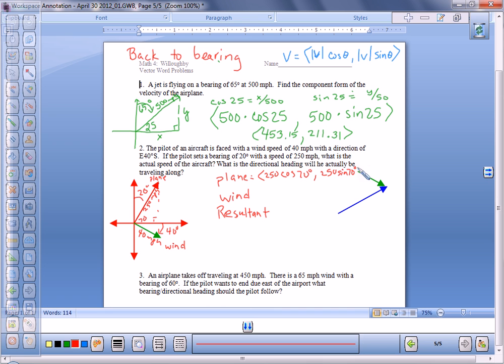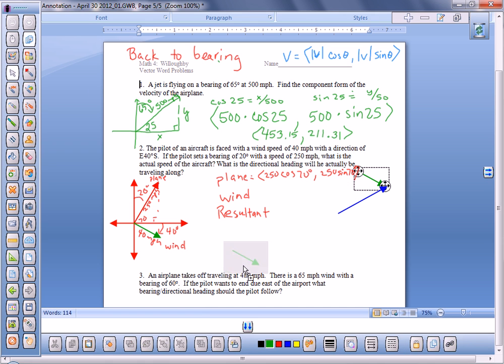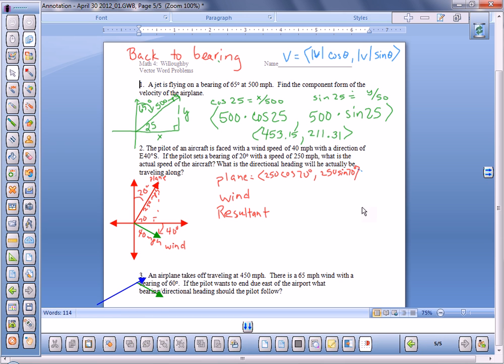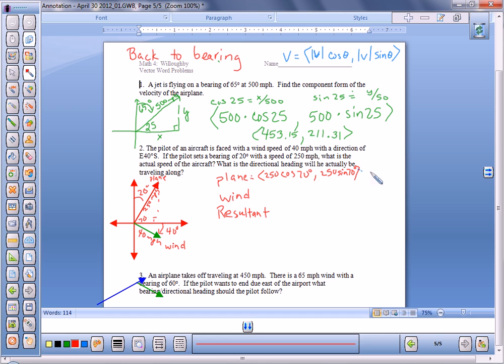I didn't move these out of the way real well. We'll move them right down here for a second. Okay, so that gives us a vector here of 85.51, comma, 234.92.